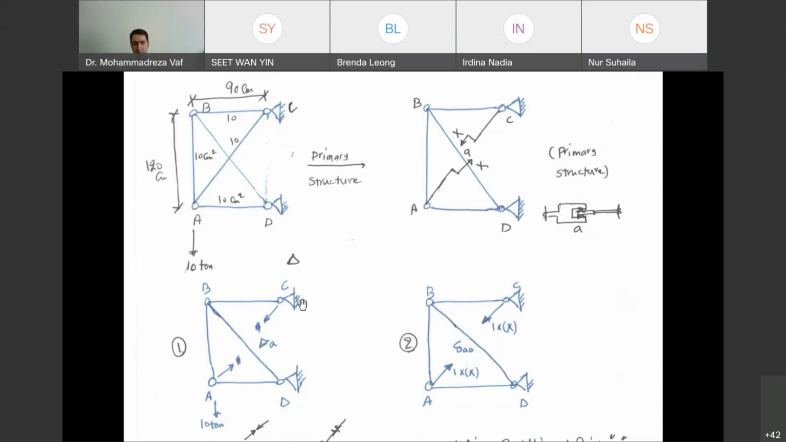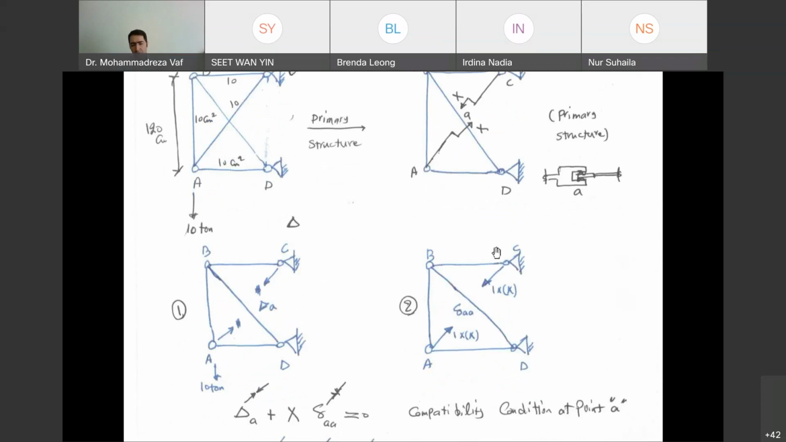But the problem is this structure alone cannot represent the real structure, because the moment that you remove this element, you are going to have a displacement of delta A that wants to make C and A come closer to each other, or get distance from each other. So in order to deal with that, we need another structure, another truss, to which we can apply a force along the element AC.